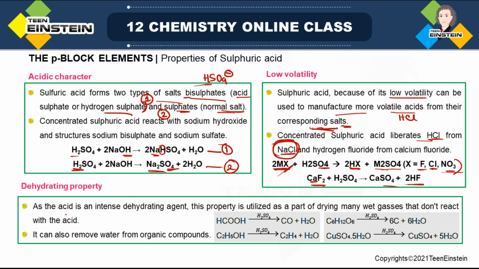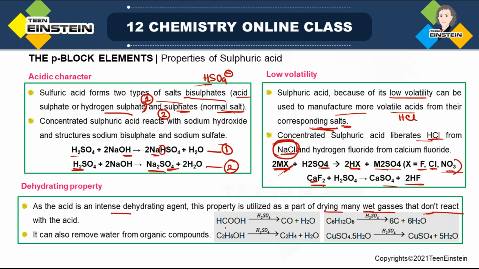Dehydrating property. As the acid is an intense dehydrating agent, that means it has a water absorbing property, it will be utilized in drying many wet gases. So you can dry some wet gases, provided one condition must be there, that they do not react with the acid. Otherwise the whole purpose will not be successful. Our purpose is just to remove water. It is not that we want H2SO4 to react with that gas. So you have to make sure that it is not reacting with the acid, then only you can use it to dry the gases.